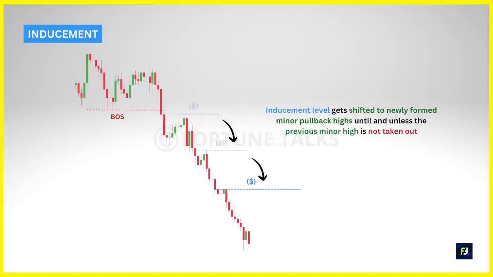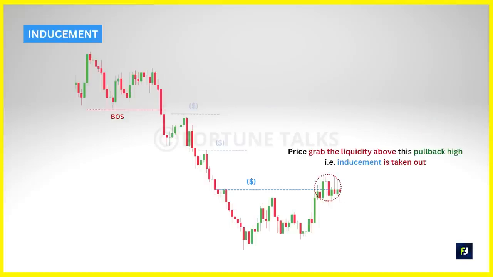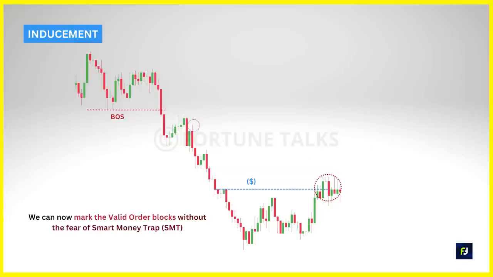And as you can see, market moved lower without taking out this inducement. Then it formed another minor pullback. So now we will shift our inducement level to this pullback high. Then you can notice how the price moved higher and grabbed the liquidity above this pullback level, or in other words, our inducement is taken out. Once the inducement level is taken, then we can look towards other order blocks for taking a trade.